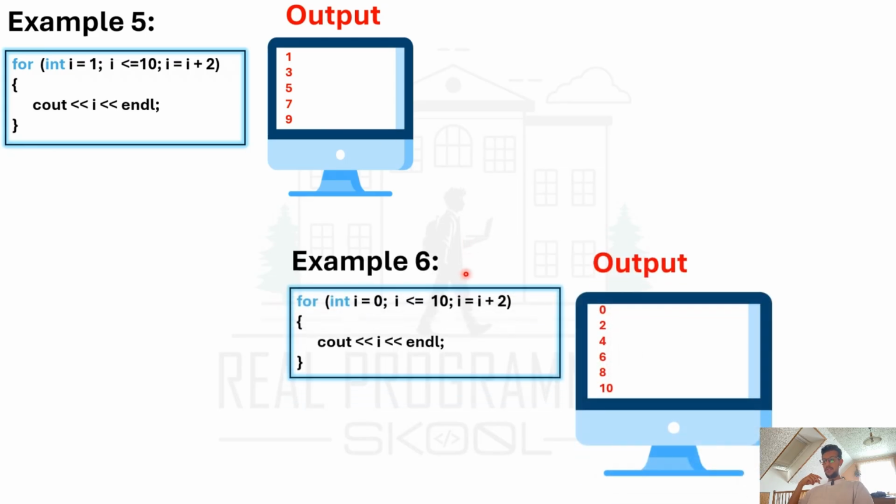And example number 6 is exactly the same as example number 5, but we start here from 0. We assign the number 0 to the I variable to let the compiler print for us the even numbers, which are 0, 2, 4, 6, 8, 10. And now let's go to Visual Studio to see how we're going to use a for loop in Visual Studio.